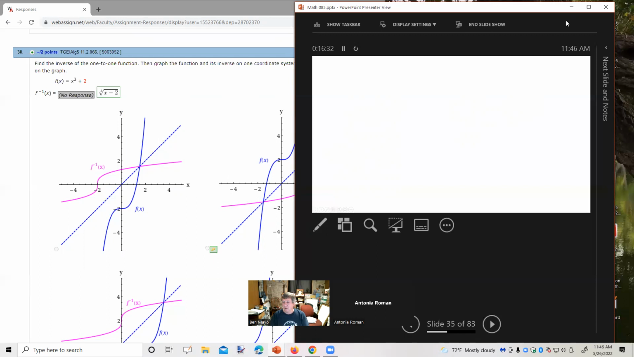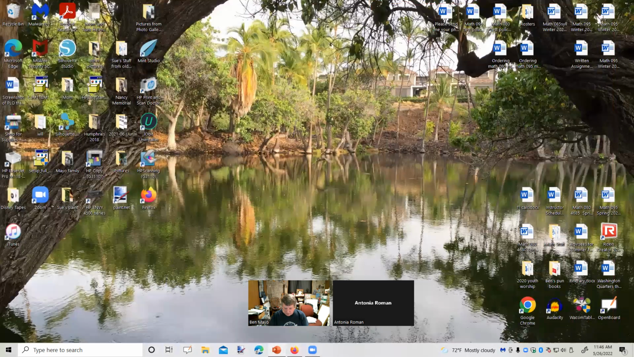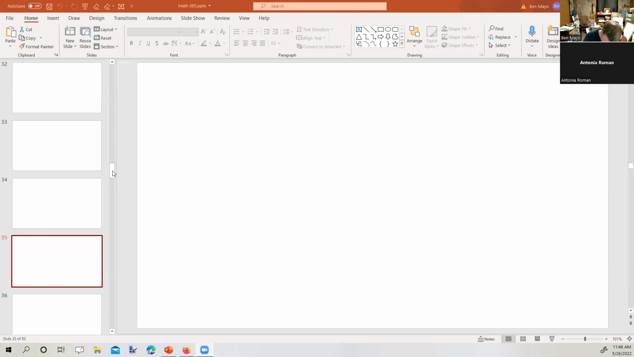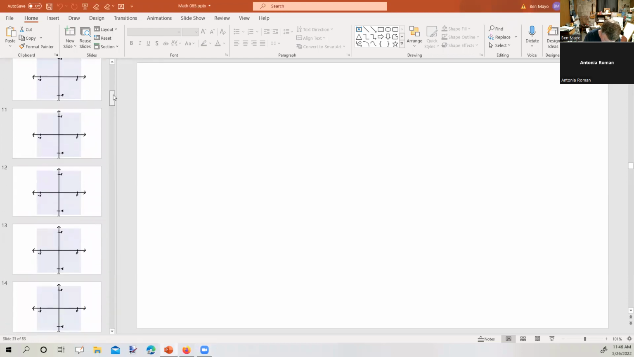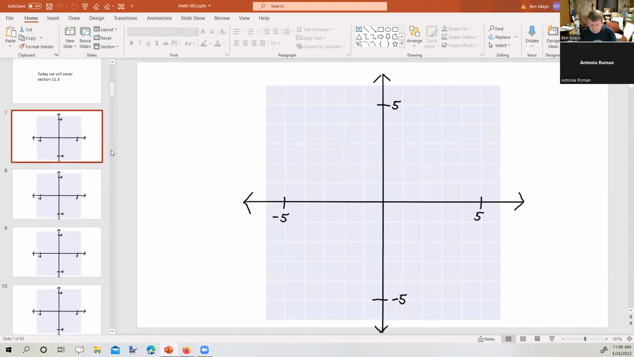We're going to stop that and go back here, and we'll go back to just the white screen, the whiteboard screen. Okay. Can you see my grid there on the whiteboard screen?